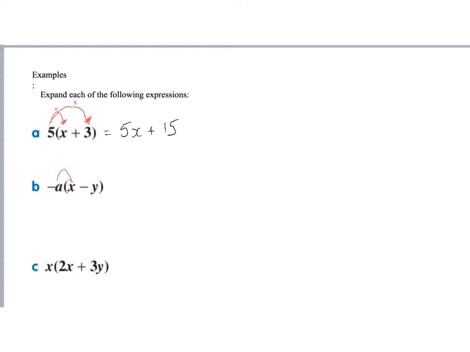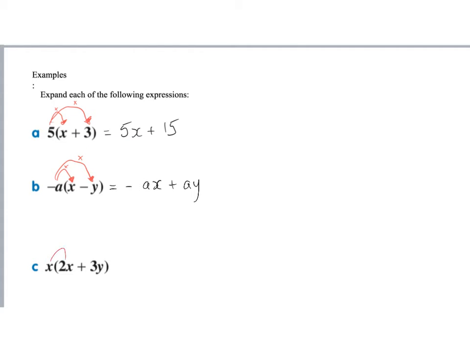Second one's a little bit tricky. I'm going to draw the arrows in again that I need to multiply. And the reason I say it's a little bit tricky is because we've got negative a times x, which is just going to be negative ax. But then we've got a negative a times negative y. Remembering our rules, negative times a negative is going to give us a positive. That'll be positive ay.